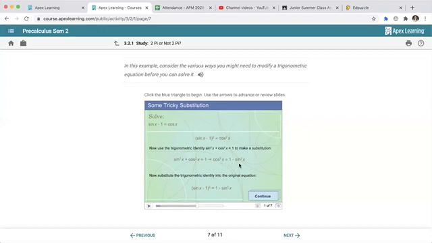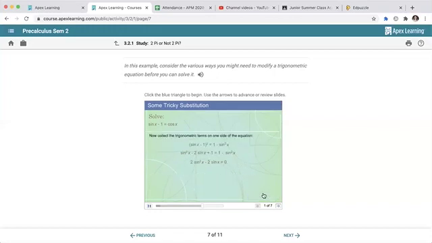Once we've got it in a form that we can substitute, we've got cosine squared x and cosine squared x, all we do is replace the value. Once we've replaced the values, we can distribute where we need to and collect like terms. And then we have our quadratic expression here, and we can factor it just like we do with a normal quadratic.